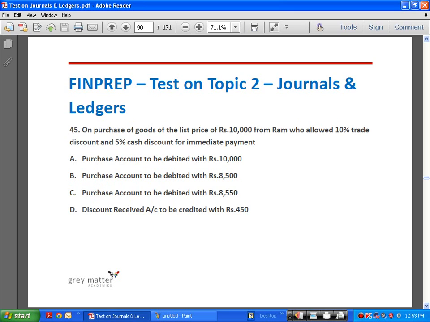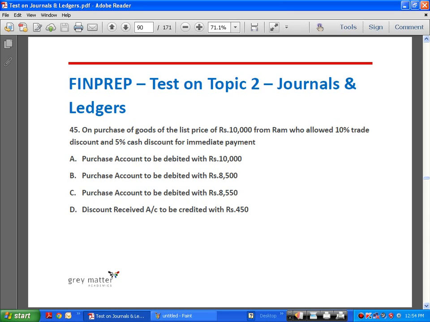Okay. Next, on purchase of goods of the list price of rupees 10,000 from Ram, who allowed 10% discount and 5% cash discount for immediate payment. So this is where we should have clarity in understanding the terms trade discount and cash discount. See, list price of 10,000 rupees means the price that appears on the tag or on the catalog, is called the list price.